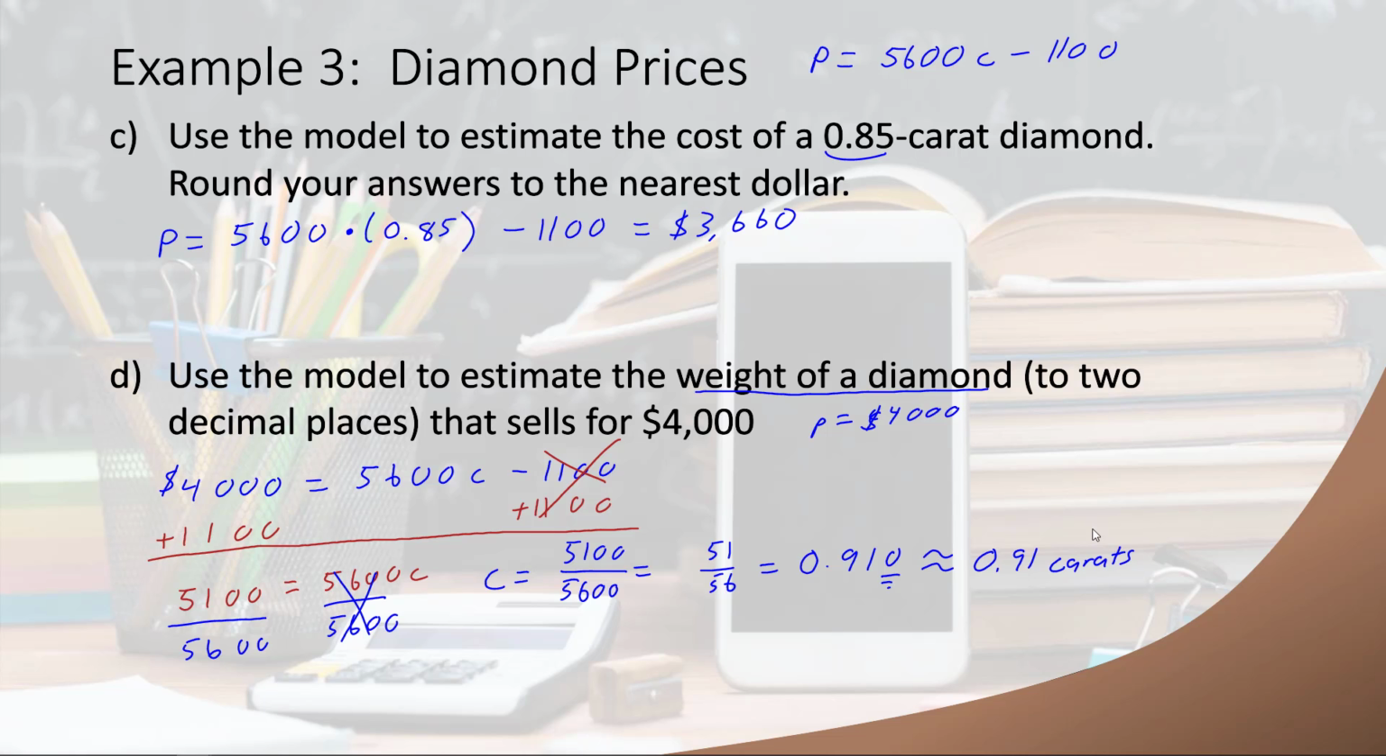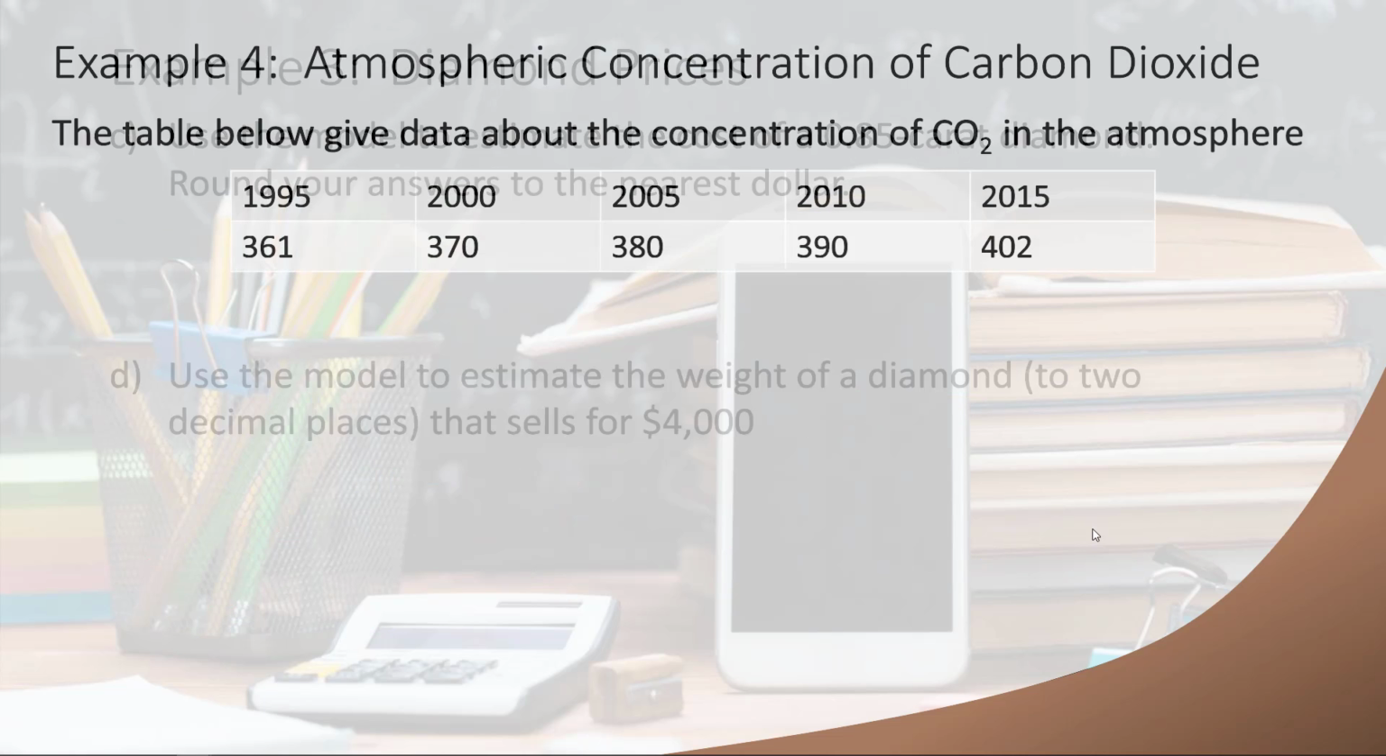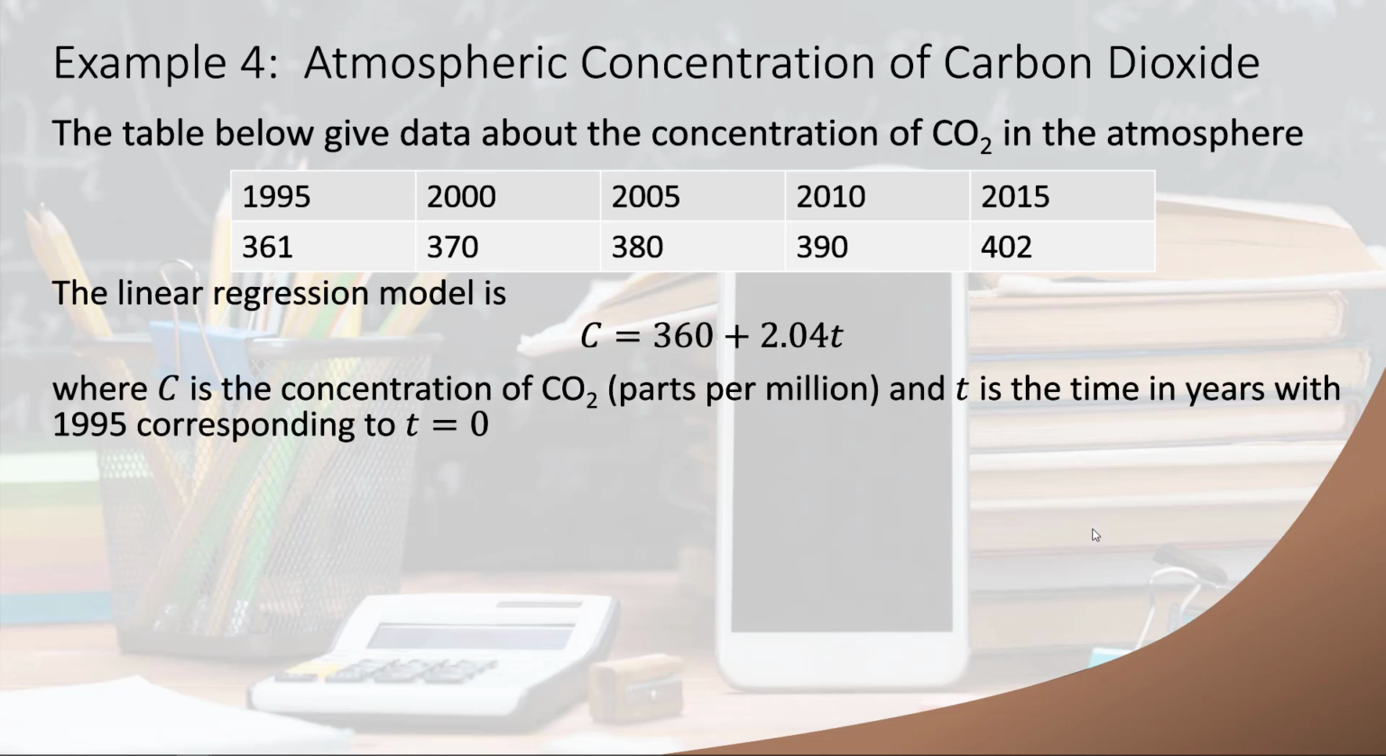Okay, let's move on to another problem. Here is example 4. Here the table below gives data about the concentration of carbon dioxide in the atmosphere, and we have these values from 1995 to 2015. And somebody came up with a regression model. Here it is, where C is the concentration of CO2 and T is the time in years, with 1995 corresponding to T being equal to 0.